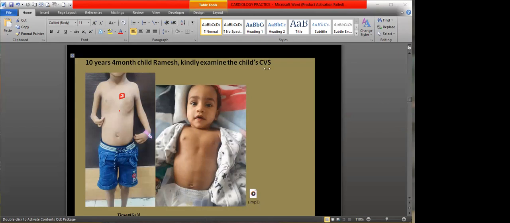Yeah. PS murmur, all of us know, usually radiates to the back, but in certain cases this classical radiation may not be there. So that's why they are asking, and for this reason you need to check the back. Back is a must for every clinical station. Okay.